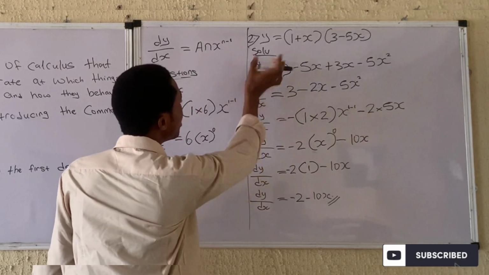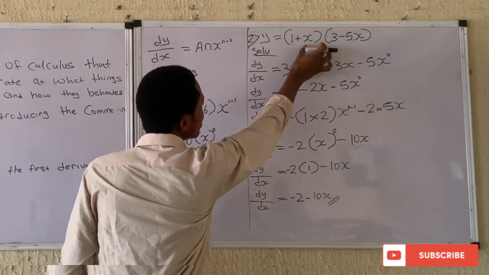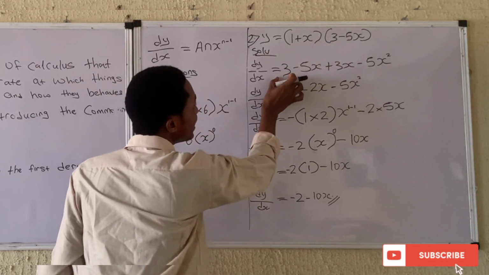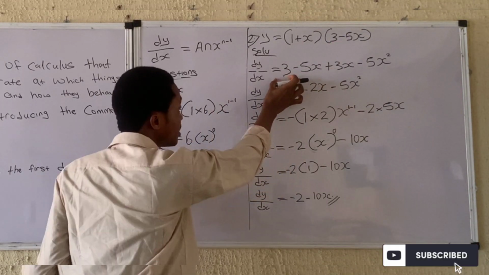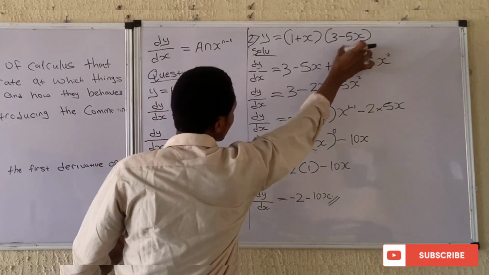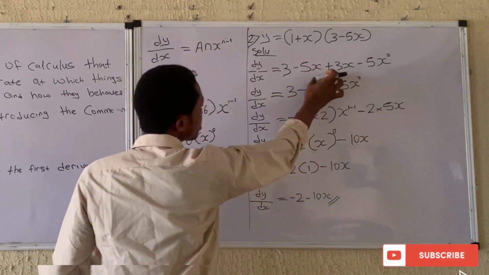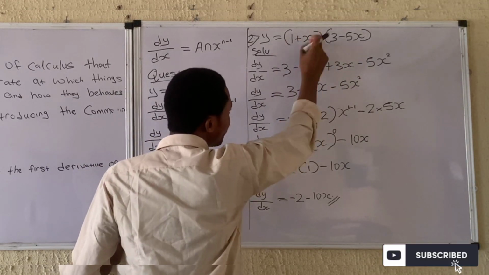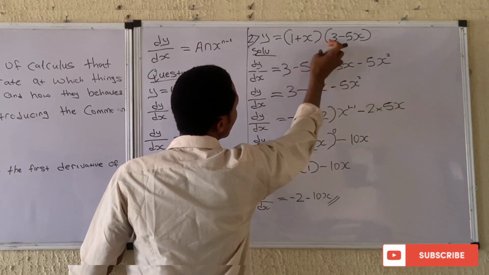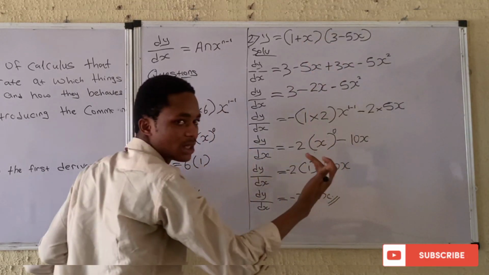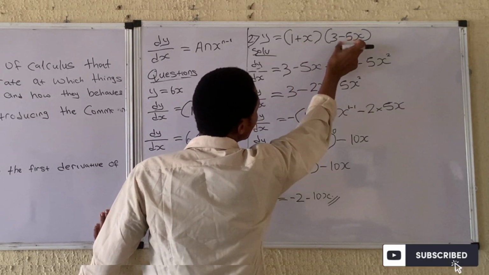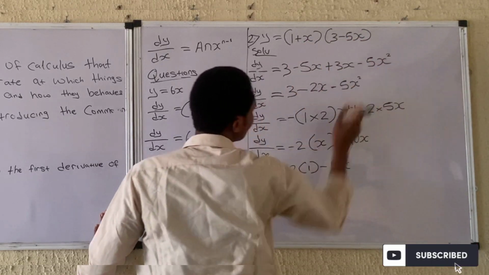Okay, now remember, differentiation of y with respect to x, dy/dx equals, now 1 times 3 gives us 3. 1 times minus 5x gives us minus 5x. Then we move to the x times 3, which gives us 3x, because there's no sign here, this is already positive. Now, x multiplied by minus 5x will give us minus 5x squared.